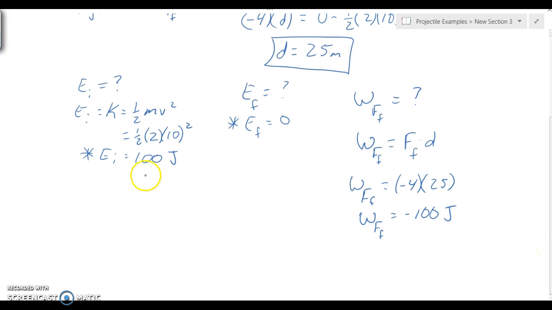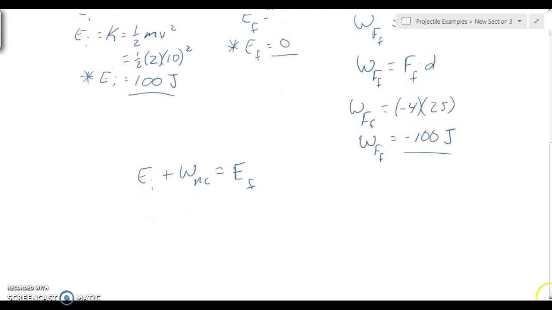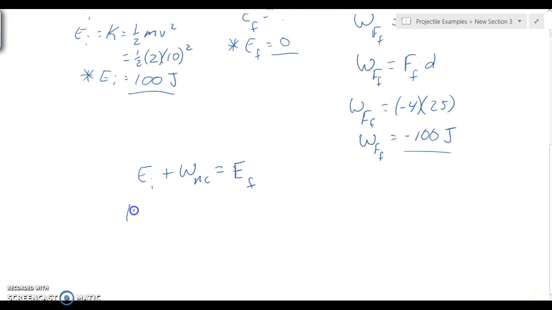Okay, so if our initial energy is 100 joules, our final energy is 0, the work done by friction negative 100, things are starting to make sense. And in class, we looked at the equation initial energy plus the non-conserved work equals the final energy. So when we look at these numbers, our initial energy is 100 plus non-conserved work, negative 100, equals our final energy, which is 0.